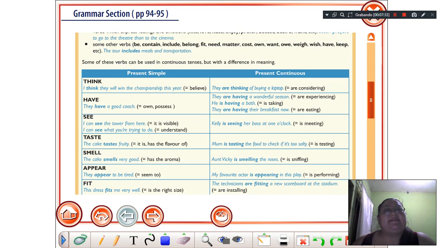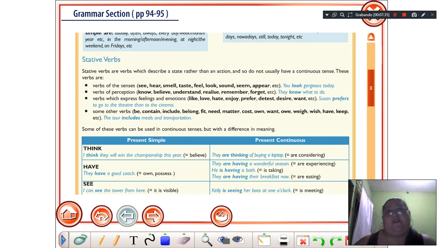Okay, the stative verbs that we have here describe a state rather than an action, and they usually do not have a continuous tense. Stative verbs are verbs that don't change in continuous form with -ing. They include verbs of sense, verbs of perception, verbs which express feelings and emotions, and some other verbs, okay?